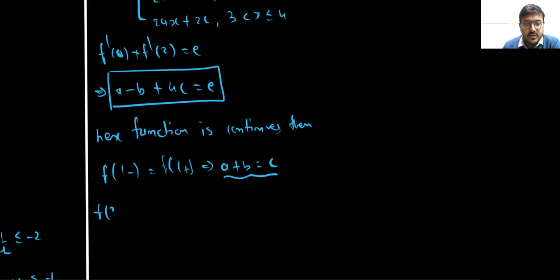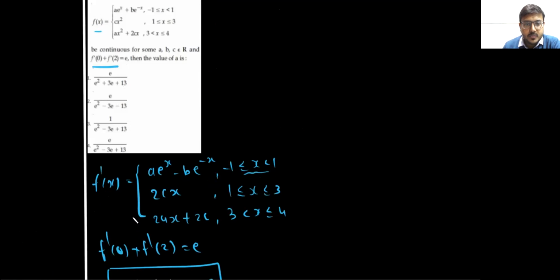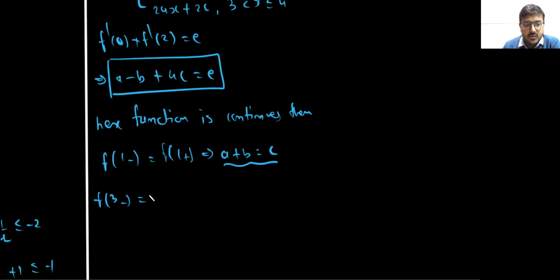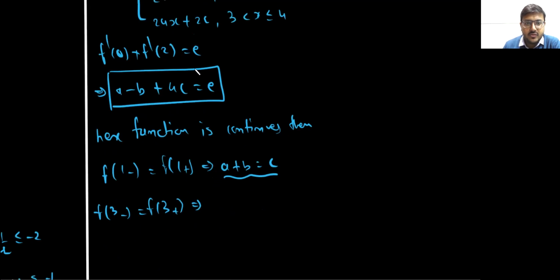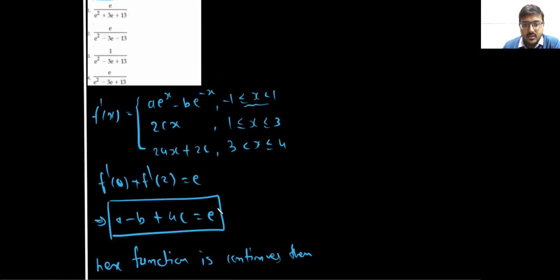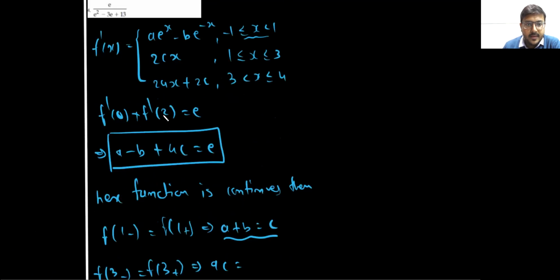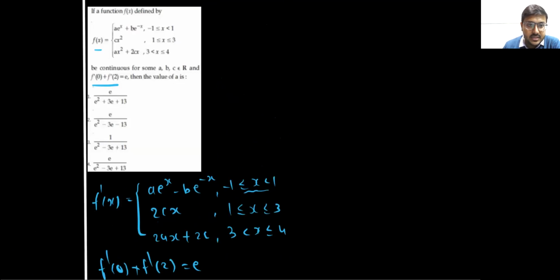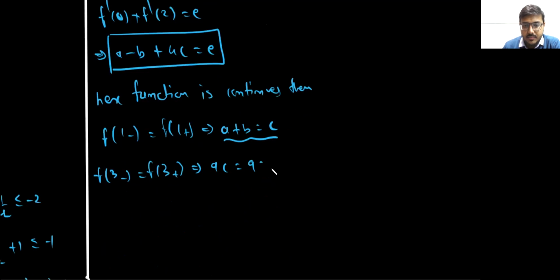Same way, f of 3 minus is equal to f of 3 plus, which means that if I want to find out 3 minus, that will be 9C equals 9A plus 6C. So the relation will be 3C equals 9A, and C is equal to 3A. So this is the very first condition.